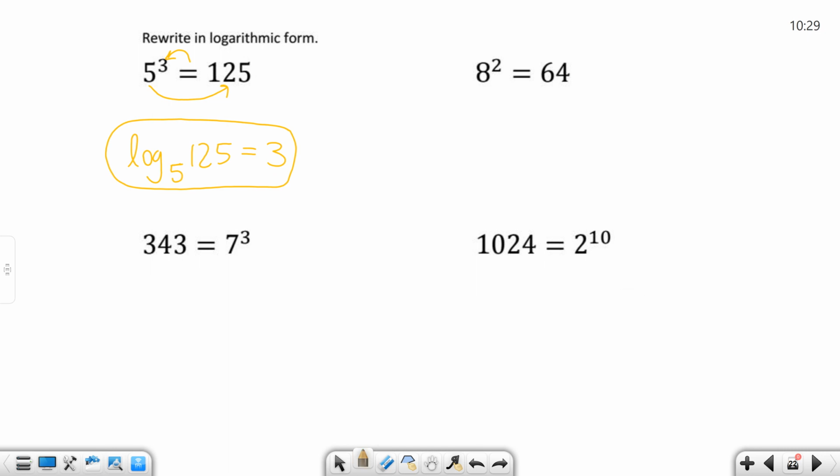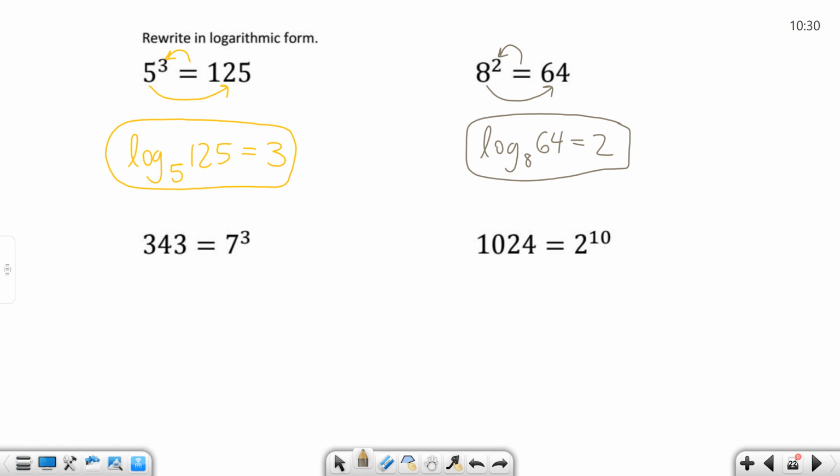What about 8 squared equals 64? Well, again, I'm changing to a logarithm. I start with the base. So log base 8 of 64. When I move across the equals, that's where I get the "of 64," and then equals what's left. The thing left is 2. And when I say what's left, I've already taken care of the 8 and the 64. That's why the 2 is what's left, or what remains.